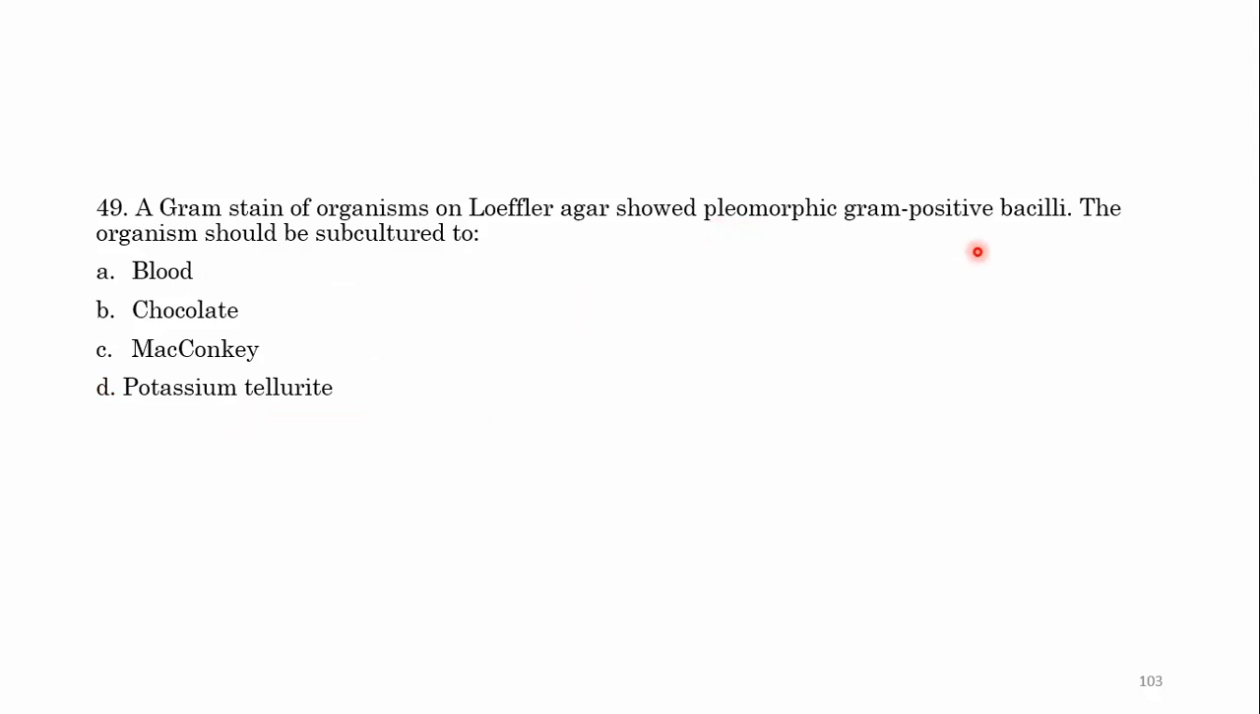Pleomorphic gram-positive bacilli. So most likely, you recovered Corynebacterium diphtheriae. If you want to subculture Corynebacterium diphtheriae, you can use any culture media which contain potassium tellurite. Number 49, letter D.